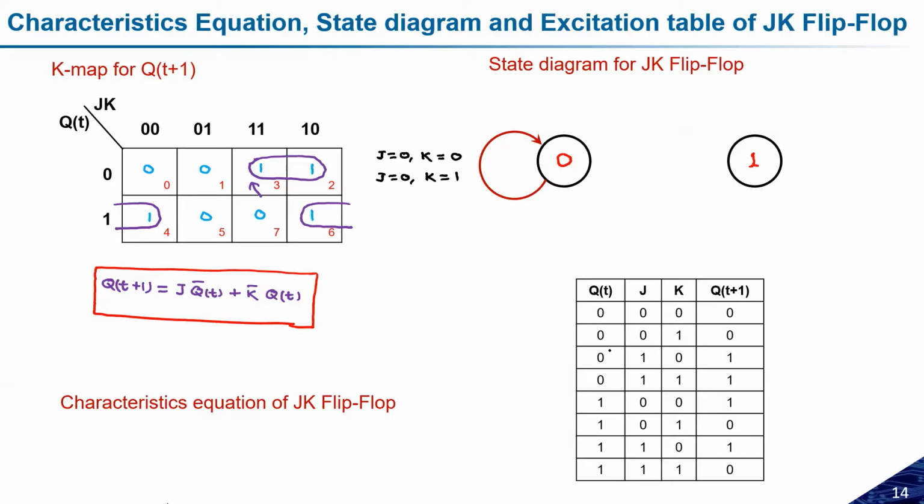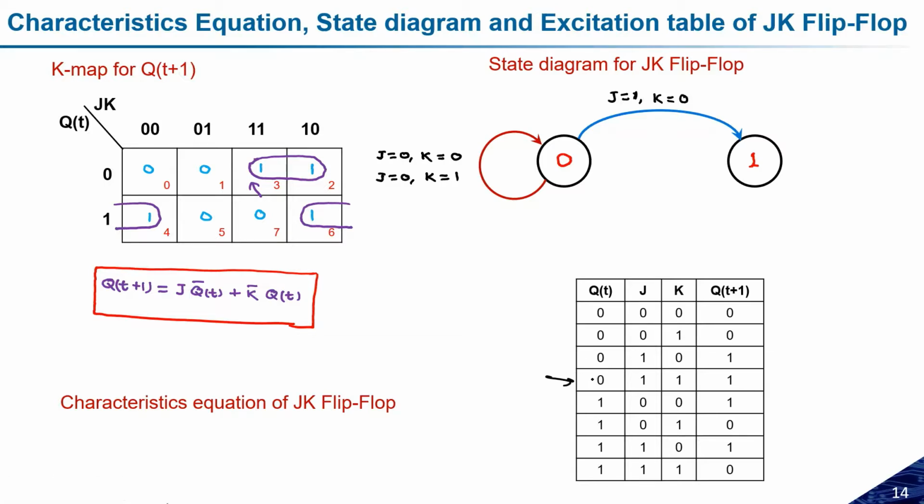Okay, now let us talk about the third case. If you see this one, Q(t) was 0, J is equal to 1, K is equal to 0. In that case, Q(t+1) becomes 1. So we are going to change from 0 to 1, and the case will be J is equal to 1 and K is equal to 0. If this is the case, I will get Q(t+1) as 1. Okay, next could be the fourth one.